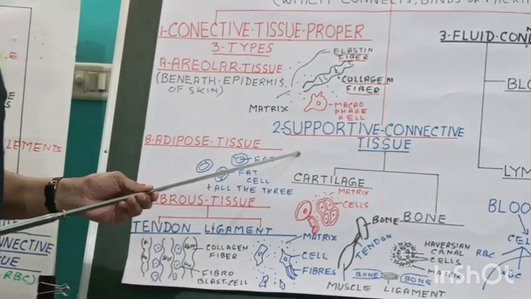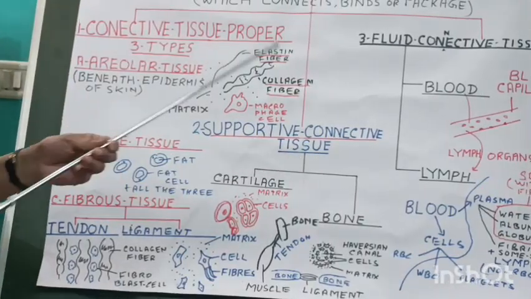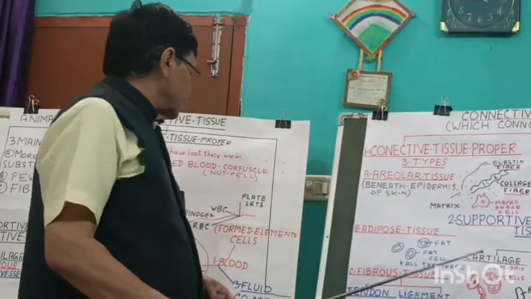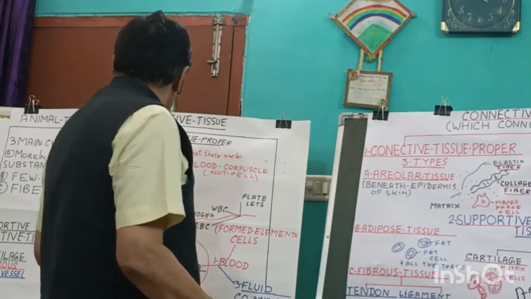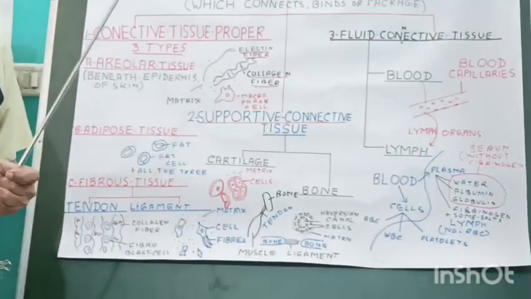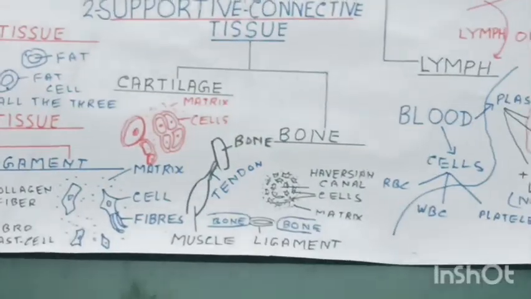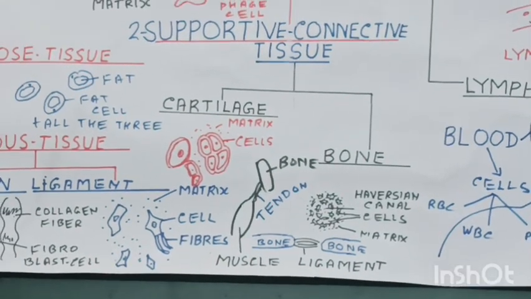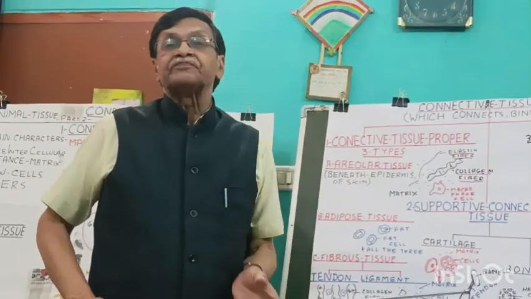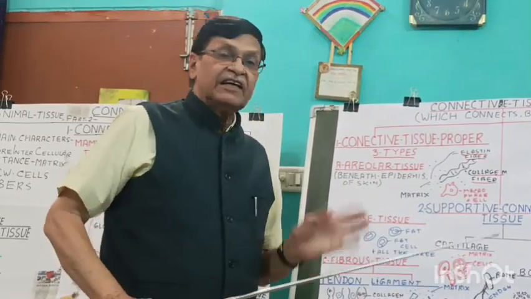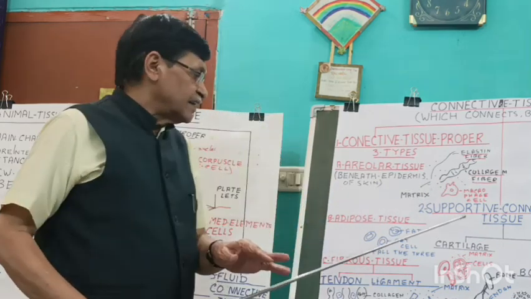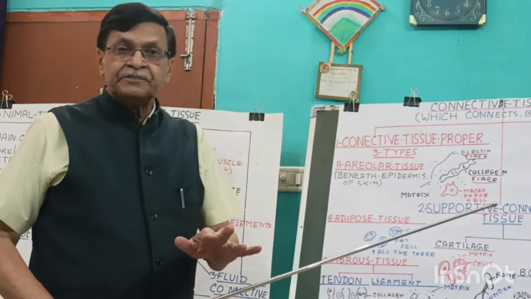Then there is supportive connective tissue. Supportive connective tissue, which supports, is made up of cartilage and bone. Cartilage is softer, like our nose, our ear pinna, and in between the vertebrae and at the tip of long bones we have cartilage. The interesting thing is that in cartilage we have no blood supply, no nerve supply, and it is non-porous.